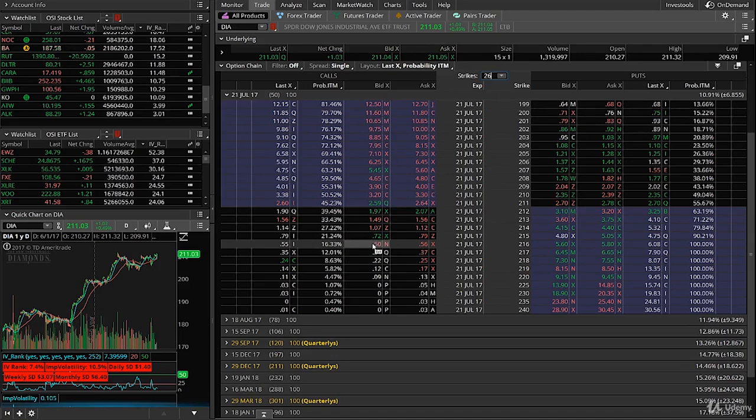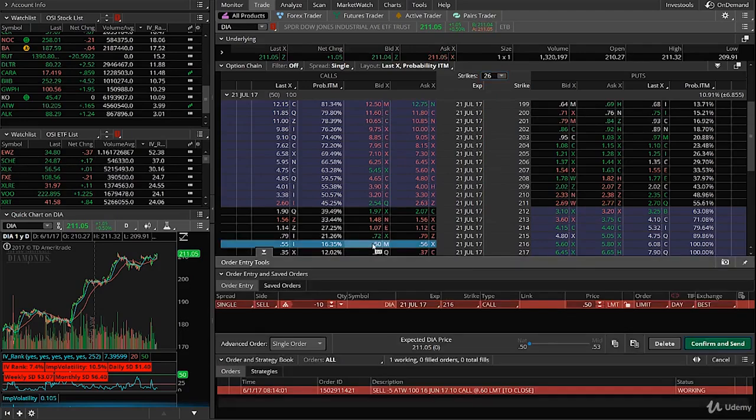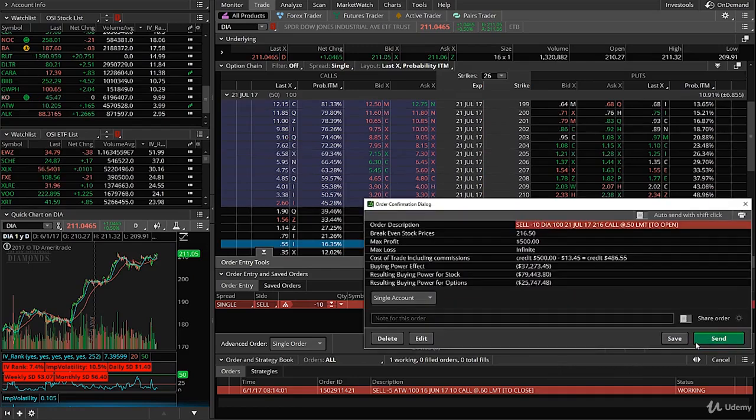So for this example, I'm going to sell the 216 call at a price of 50 cents for 10 contracts. And to do this, I'm just going to left-click on the bid, check to make sure the quantity is right. Because I'm selling, there's going to be a negative in front, and change the price if I desire. Once everything checks out, I hit Confirm and Send.